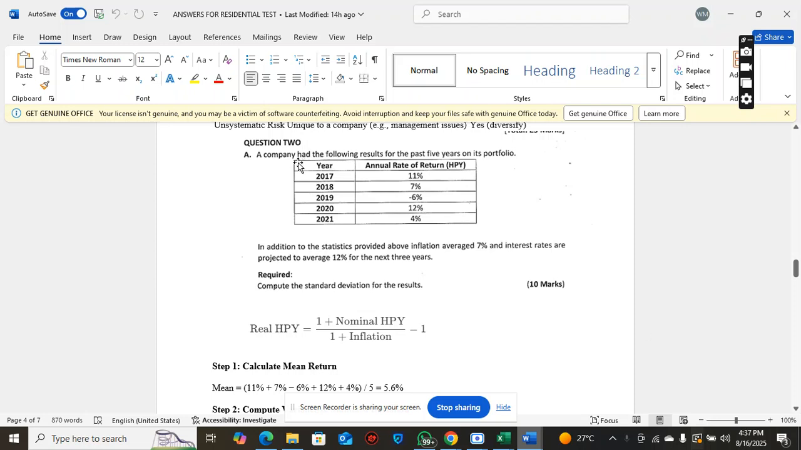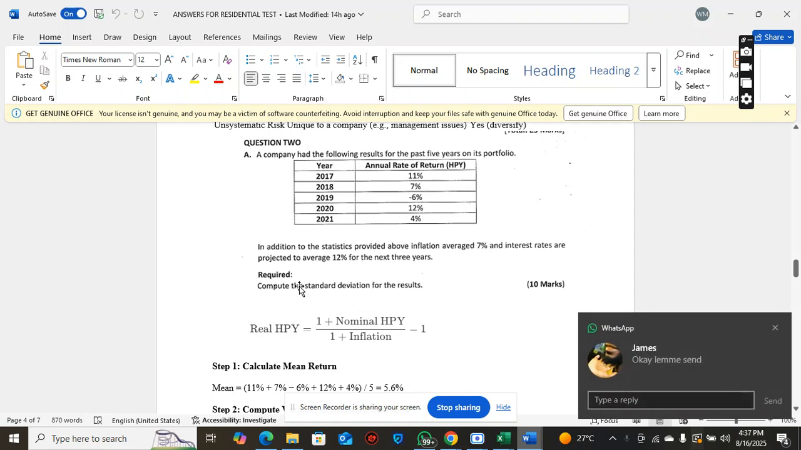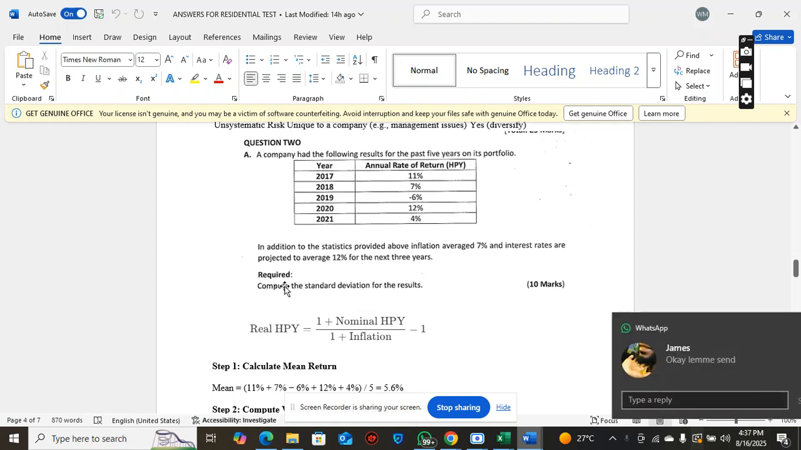The company had the following results for the past 5 years on its portfolio, with our years and our annual rate of return, which is HPY. Then after that, in addition to the statistics provided above, inflation averaged 7% and interest rates are projected to average 12% for the next 3 years. First thing we need to do is compute the standard deviation for the results.